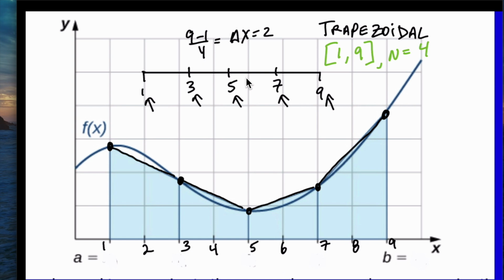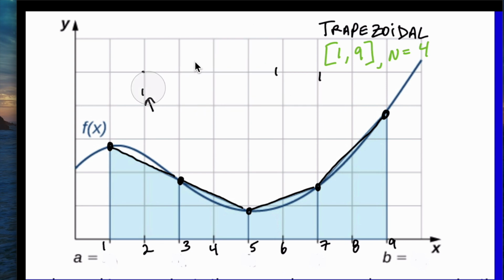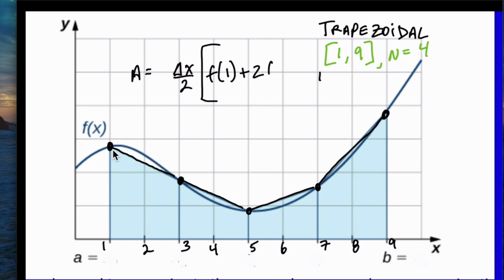Now, in terms of the math, the formula is as follows. The area is going to equal delta x over 2 times f of 1 plus 2 times f of 3, 2 times f of 5, 2 times f of 7. Let me put a 2 here.